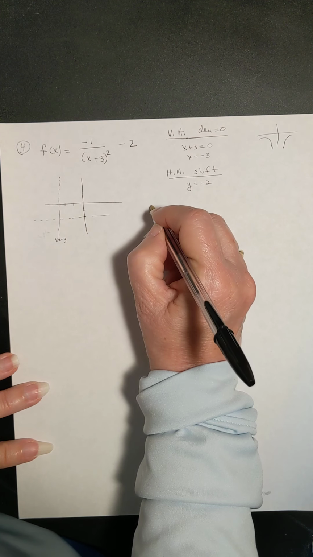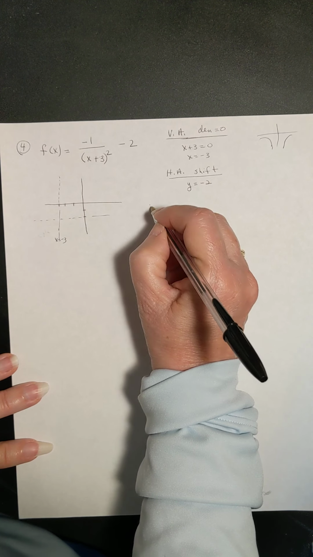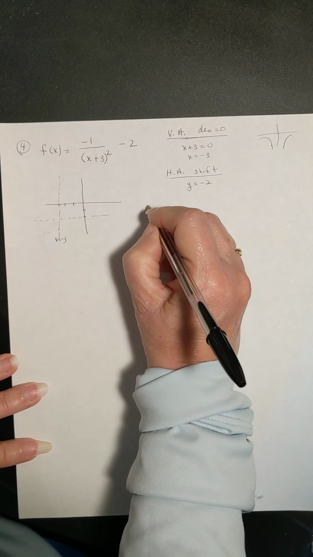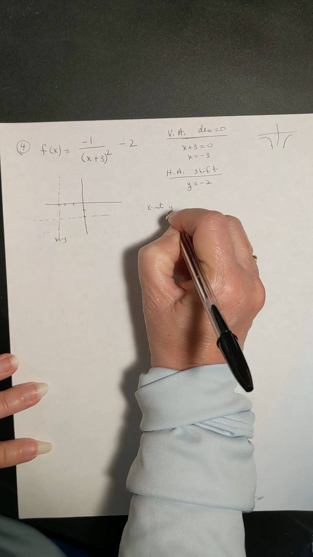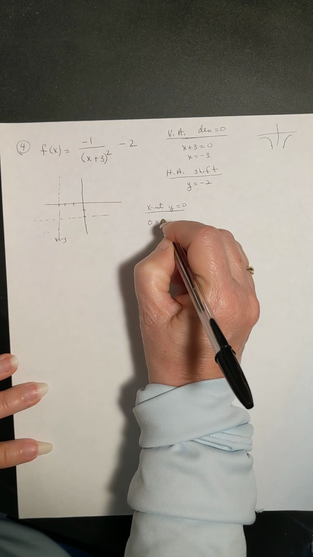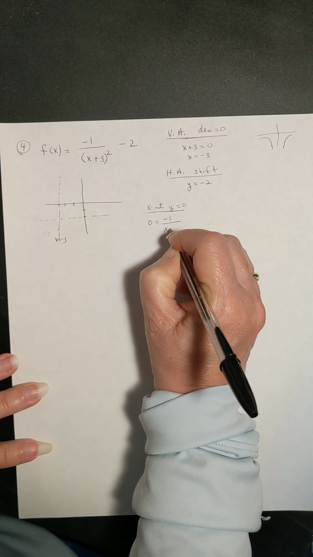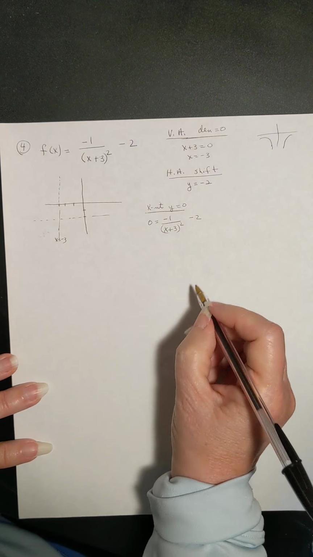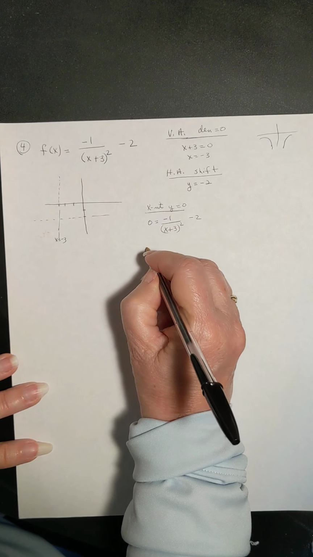And so I'm going to show you that you're going to get no answers. All right, so to find my x-intercepts, I would let y equal 0. So this will be 0 is equal to negative 1 over (x plus 3) squared minus 2. I'll add the 2 to both sides.